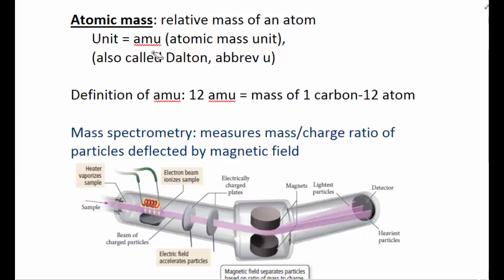Okay? So here's the definition of an atomic mass unit. 12 atomic mass units, by definition and exactly, is the mass of one carbon-12 atom. And let's be careful about what that means. Carbon-12 is the mass number. That 12 is the mass number. It's the number of protons plus the number of what? Neutrons. It's a count of the massive particles.